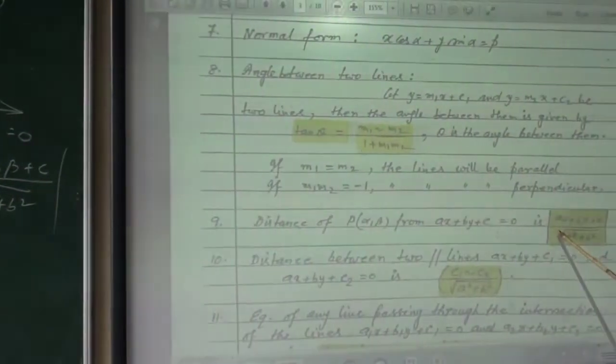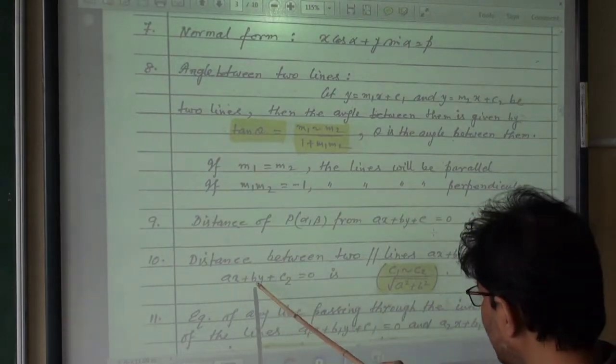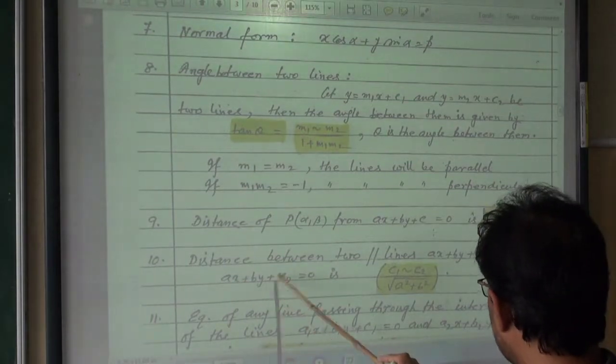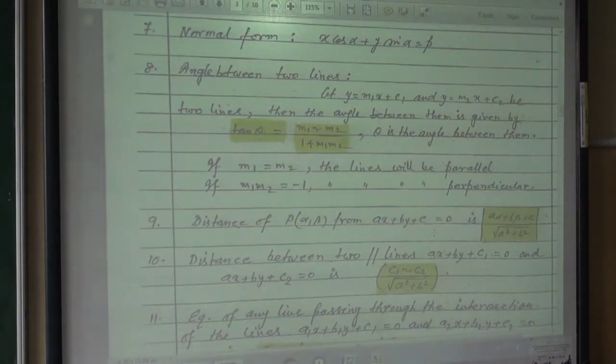So the distance formula is modulus of a alpha plus b beta plus c over under root a square plus b square. Suppose there are two parallel straight lines. Parallel straight lines means the x and y terms will be the same. So ax plus by plus c1 equal to 0, ax plus by plus c2 is equal to 0. When the x and y terms are the same or the ratios are the same, those two lines will be parallel. And when the lines are parallel, how to find the distance between them? The formula is c1 minus c2, greater value minus smaller value, over under root a square plus b square. This is the formula to find the distance between two parallel lines.